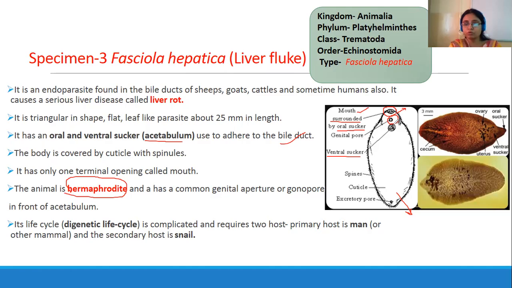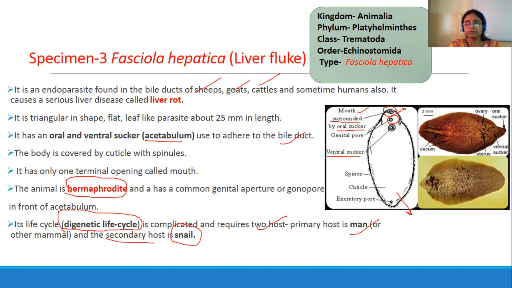And since it is a parasite, its life cycle requires two hosts to complete. Such a life cycle is called a digenetic life cycle because it is completed in two hosts. The primary host is man, or it can be sheep, goat, or cattle also. And the secondary host is a snail. It is a non-chordate. So these two hosts are required for the completion of its life cycle.